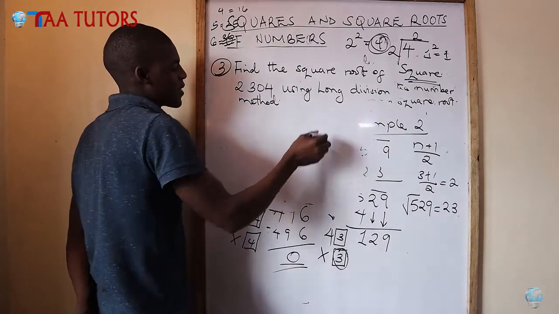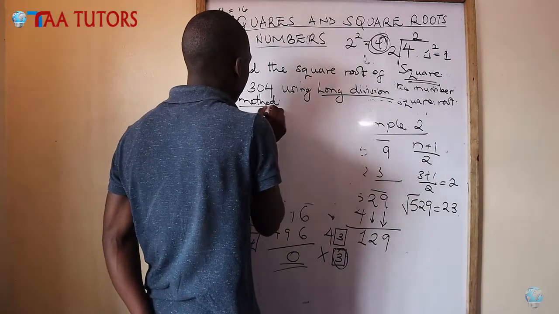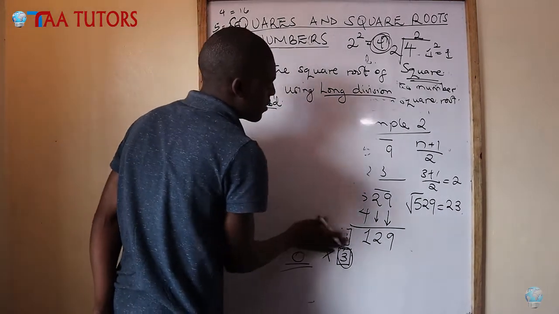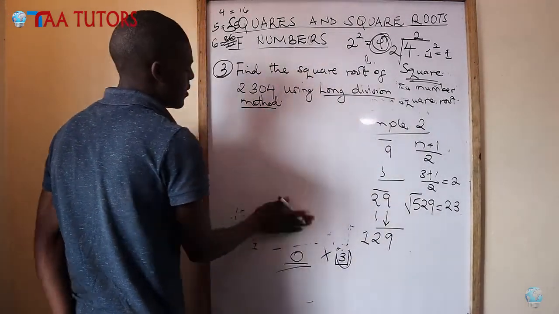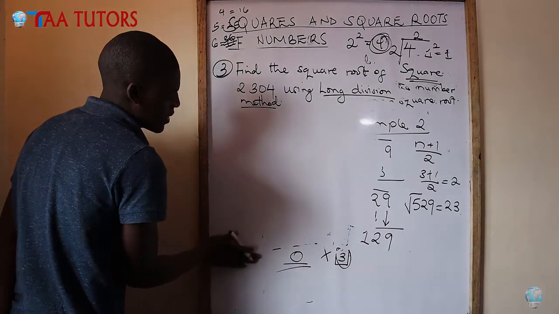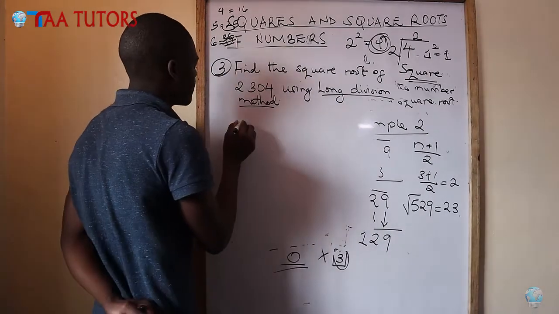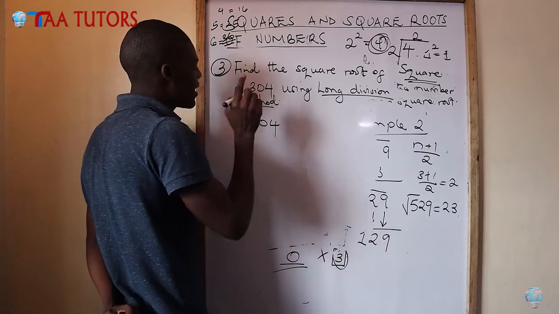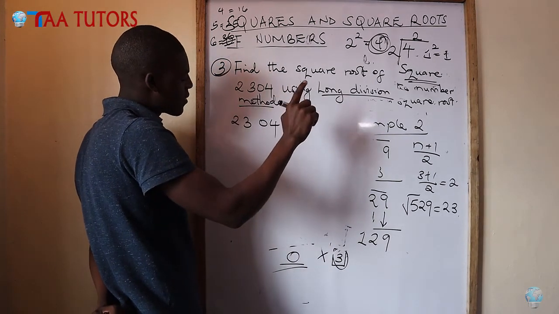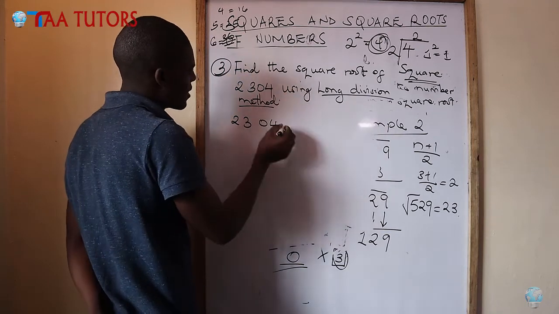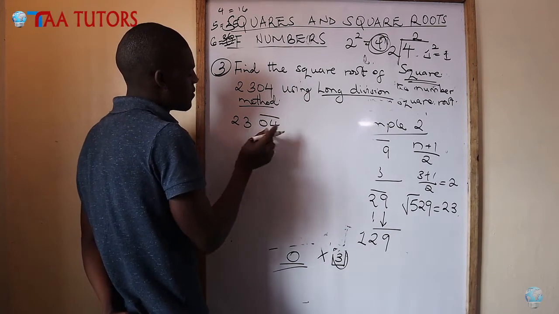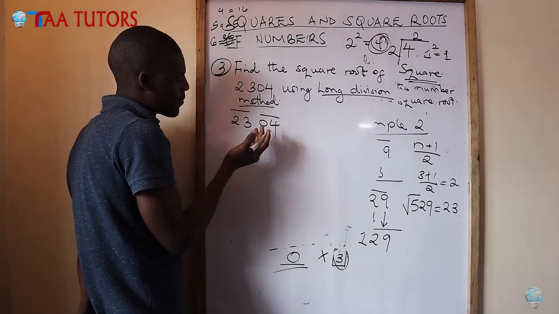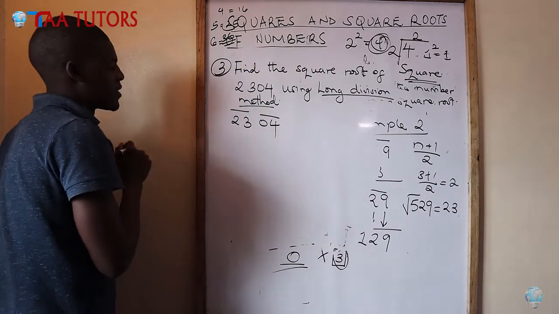They are specific to the long division method, and the number we are given is 2304. As you have stated the steps, the first one is to pair. We will have 2304. We pair from the ones place value column. We will start from this side. The pair we have is 04. Then we have 23 as the next pair. This one is to the extreme left.